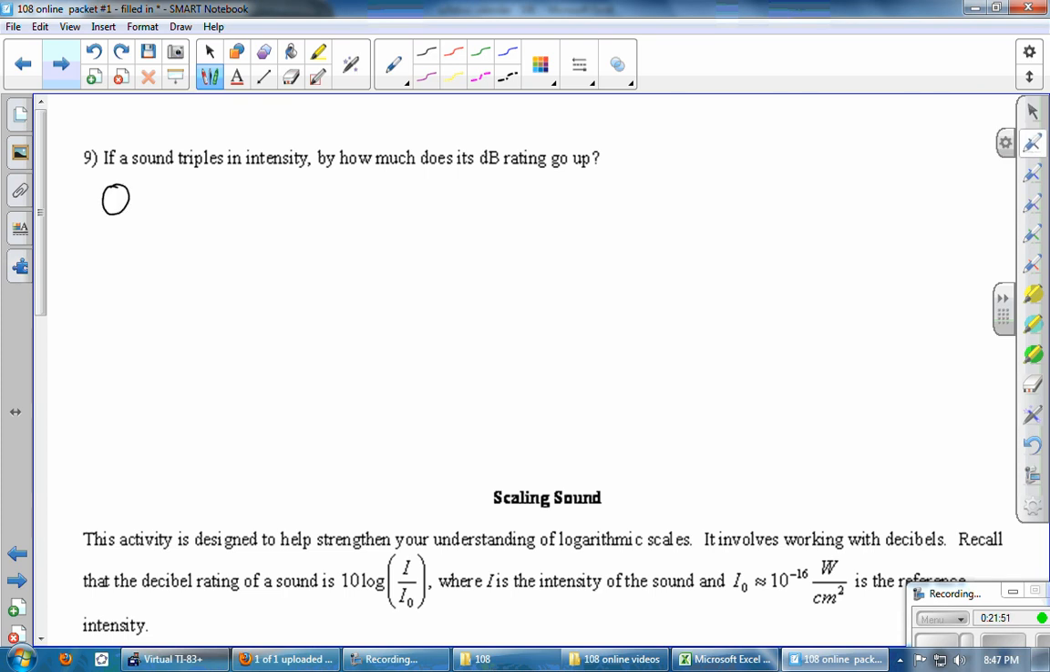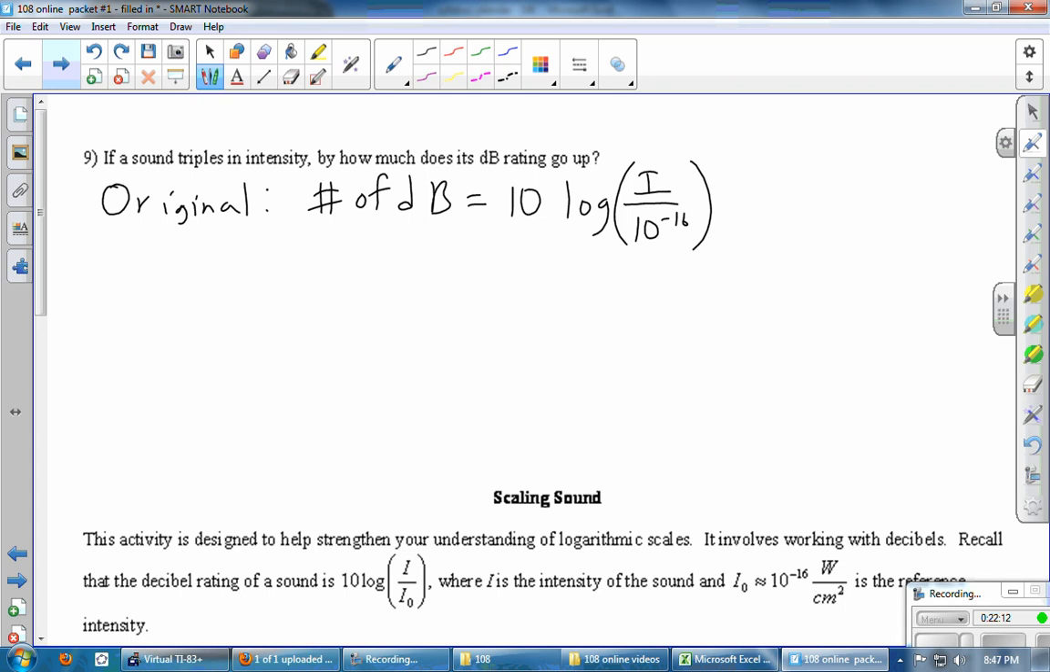Okay, so let's go ahead and put the original formula. Remember, the number of decibels is equal to 10 times the log of I divided by, and I'm just going to write 10 to the minus 16 here. It's just that number. So that's the original quantity. And now we're going to make the sound more intense. We're going to triple the intensity. That means tripling which letter up here? Is it B, the number of decibels, or is it I? It's I. I is the intensity.